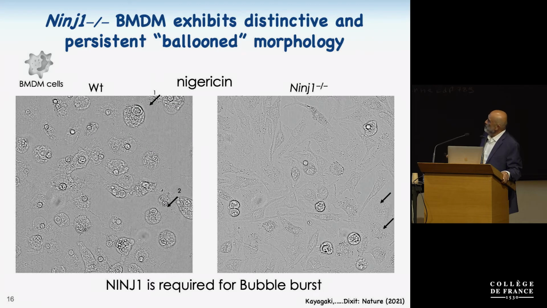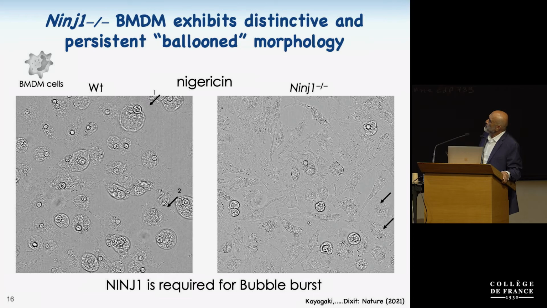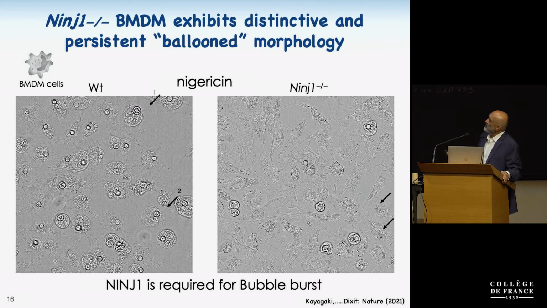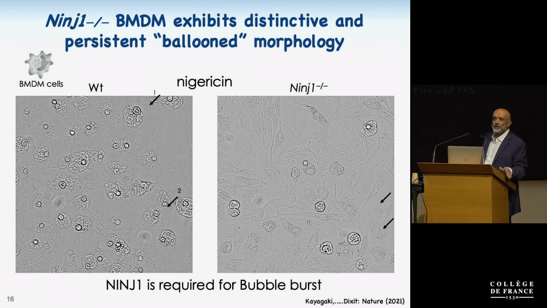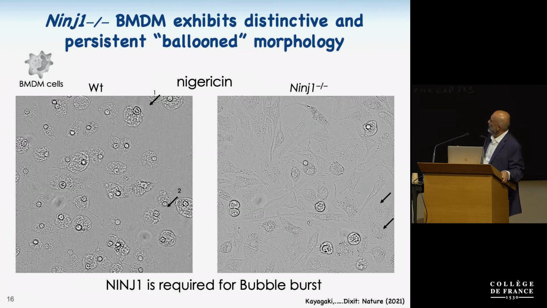Now, this is what we've been taught, right? You treat a cell here with nigericin, a poison, it balloons up, and then it implodes, right? This is wild-type cells. That's what we've been taught. But now look at this. This is the NINJ1 knockout, and this is overnight recording, okay? Whoa.